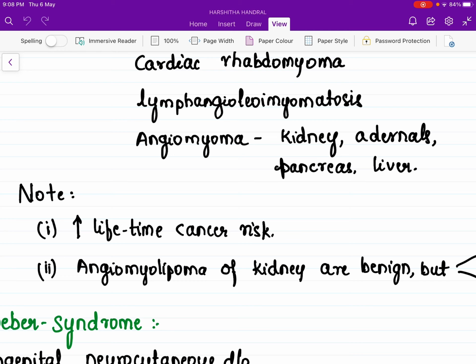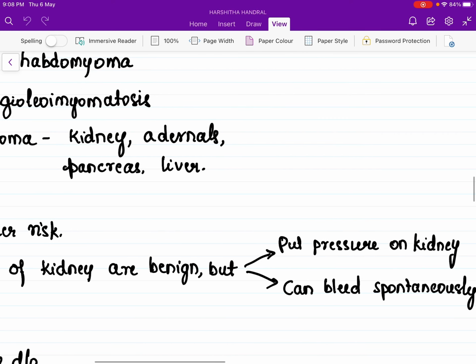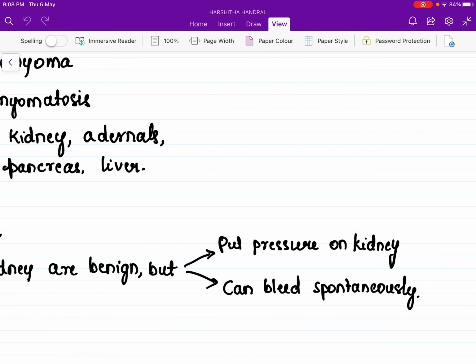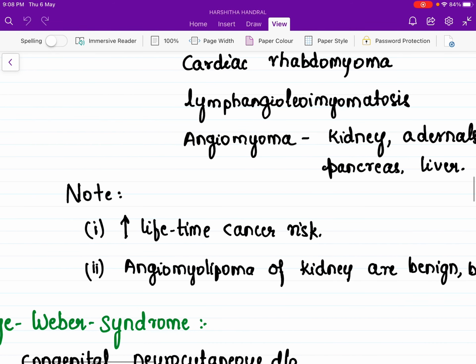One more thing is that angiomyolipoma, which I mentioned, is benign in nature, but we should be very cautious regarding it, because it can put pressure on the kidney, and it can bleed spontaneously. So it can end up in complications even though it is benign.